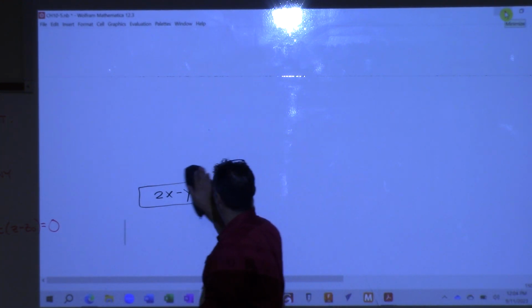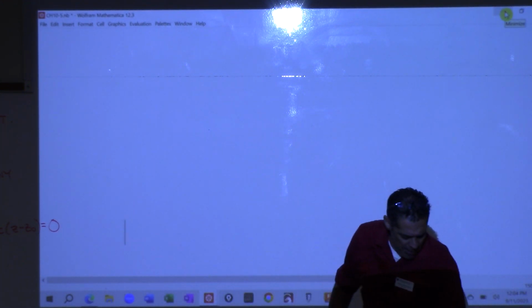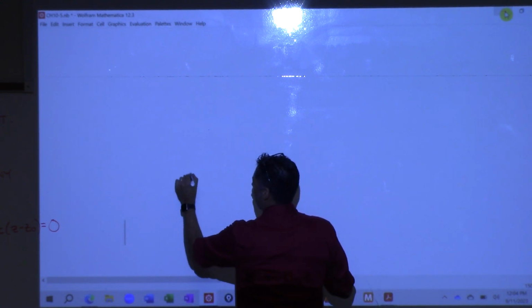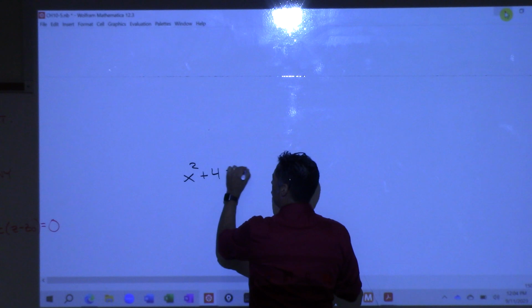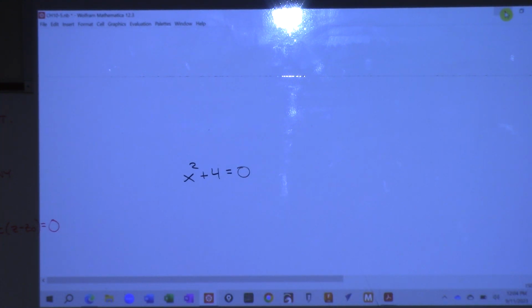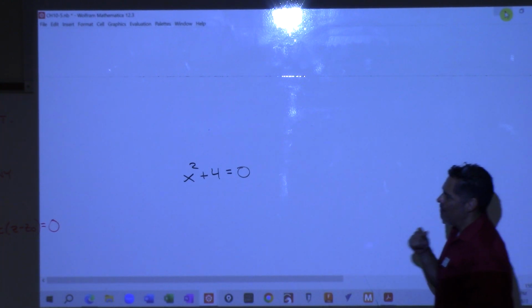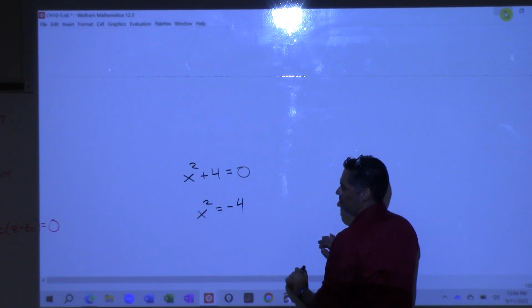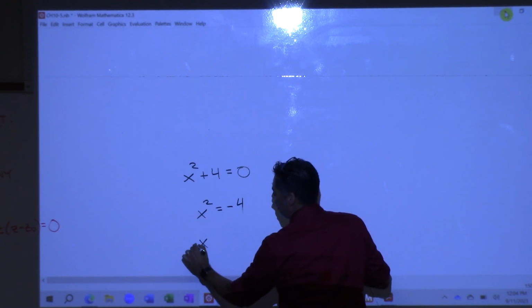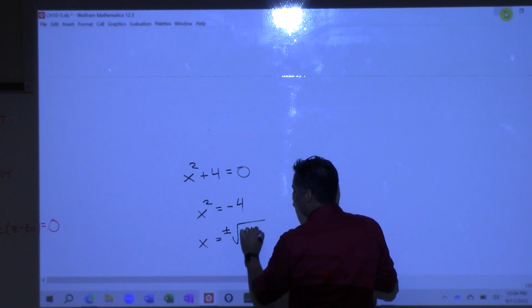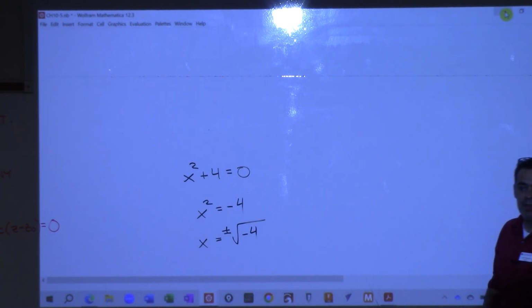So, how much do y'all know about this? How much do you know about the solutions to this equation? What are the solutions to that equation? Yeah, so you run into a problem here. I have to take the square root of both sides, right? Plus or minus the square root of negative 4. So now you need to bring in imaginary numbers, right?